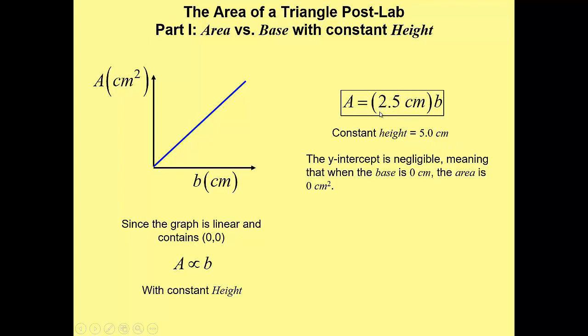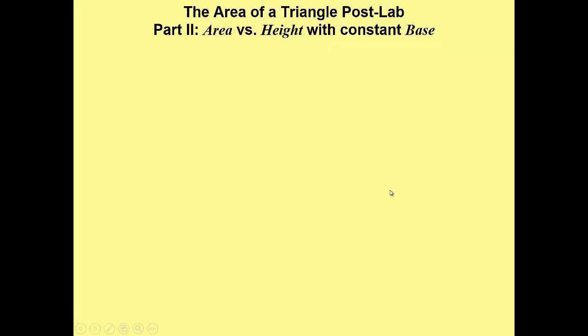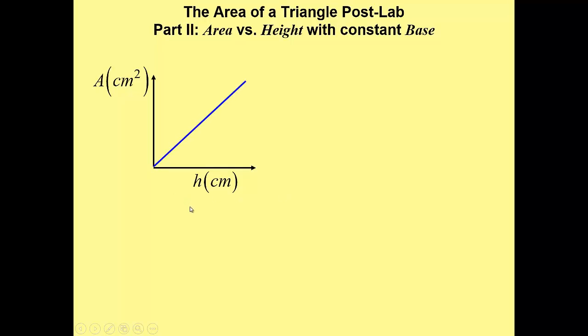Wonder if those are related somehow. We shall see. So that's part 1 of the lab. Part 2 of the lab was area versus height with constant base. So when you graphed the area versus the height and kept the base constant, you again got a linear graph that went through 0, 0. Which means what's the relationship between the area and the height? Indeed, they are directly proportional. If you double one, you double the other. If you triple one, you triple the other.